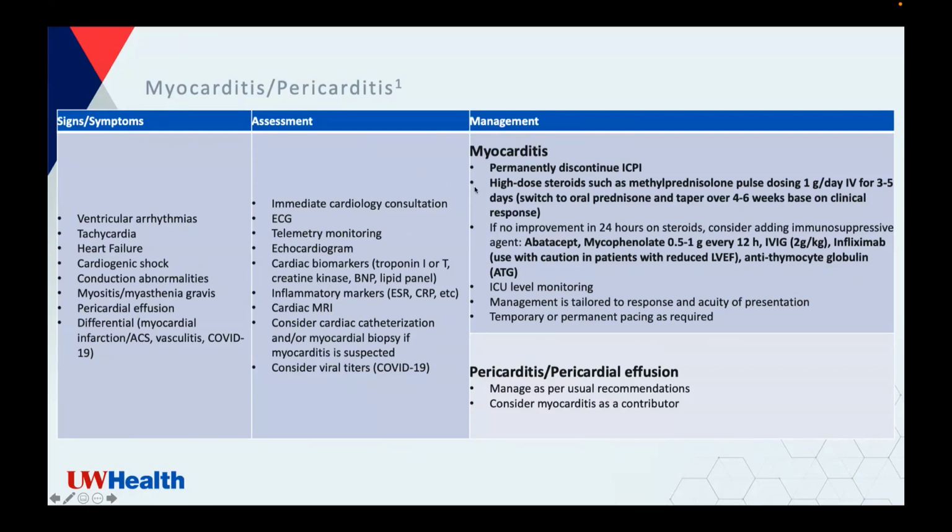We're initiating high-dose steroids such as methylpred pulse dosing at 1 gram per day IV for 3 to 5 days, eventually switching to oral prednisone and tapering over 4 to 6 weeks. If there's no improvement in 24 hours on steroid treatment, we're going to add in immunosuppressive agents such as abatacept, mycophenolate, IVIG, infliximab, or ATG, depending on the patient population. If it's pericarditis, we're going to treat as our hospital guidelines dictate. So we're determining, is it the ICPI that's causing this through our workup, and then we're discontinuing, starting steroids and adding agents as needed.